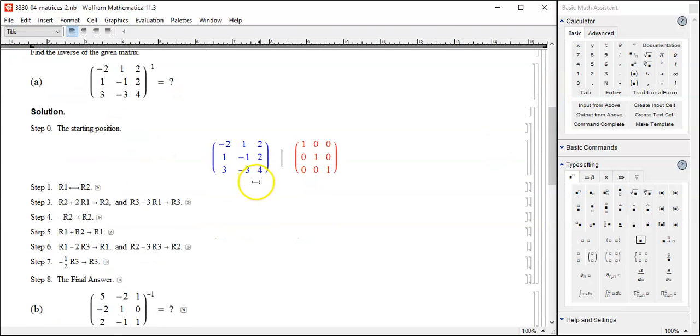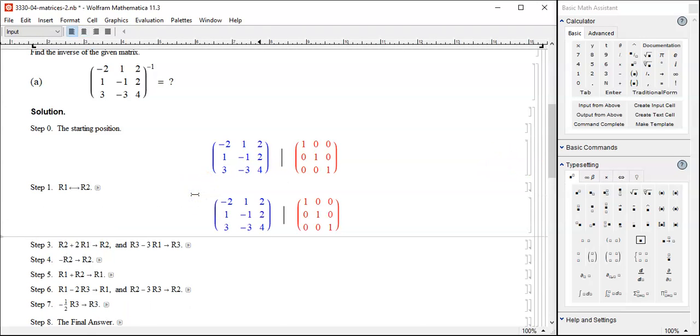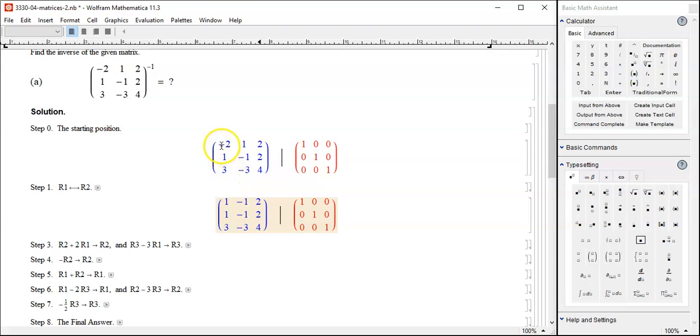Okay, let's begin. First, we switch the second row and first row. R1 and R2. Okay, so let's go ahead and do that. And then let's copy and paste this one over to the first row. And then the first row comes down to the second row. Is this computation. And of course, we have to do exactly the same thing to the red matrix. That's the idea of parallel computation.